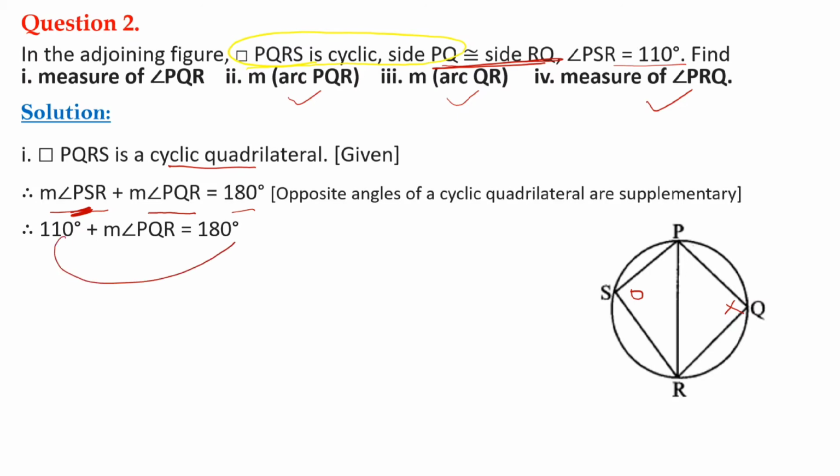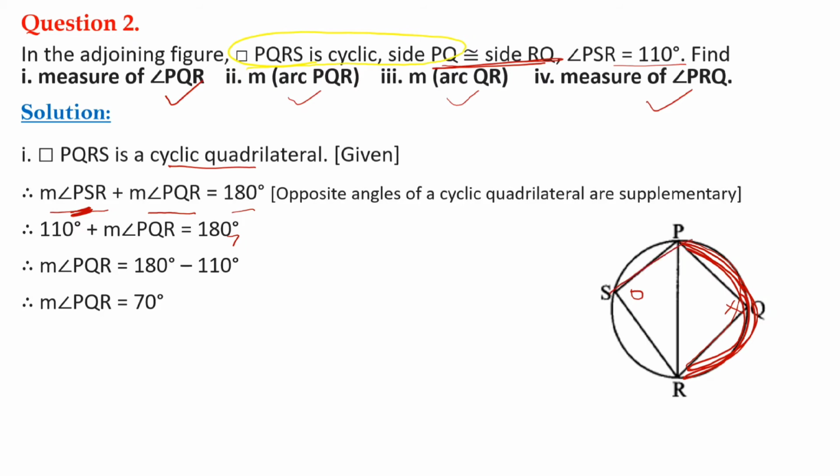Now we will shift 110 degrees to the other side of the equals sign. So we will get PQR equals 180 minus 110. So PQR equals 70 degrees. So we got the measure of angle PQR. Now we have to find out arc PQR. Can you see arc PQR in this figure?